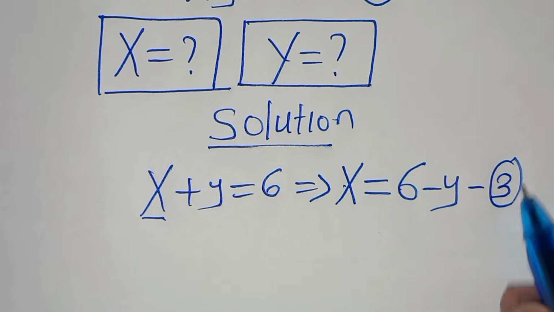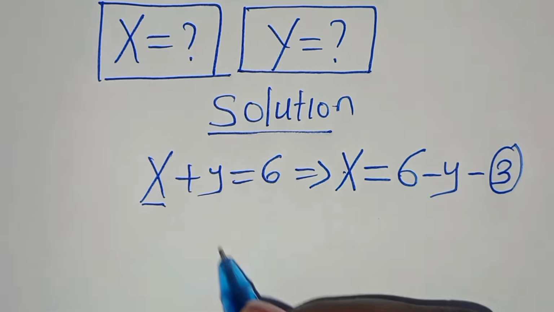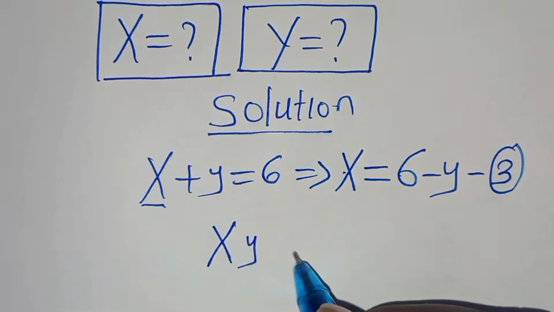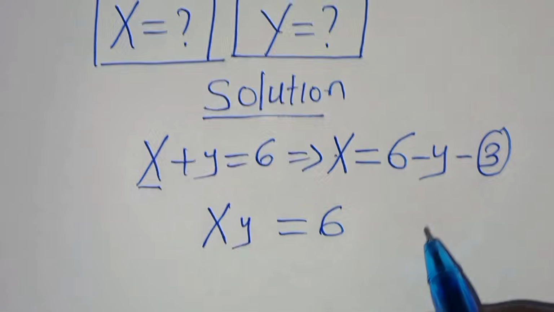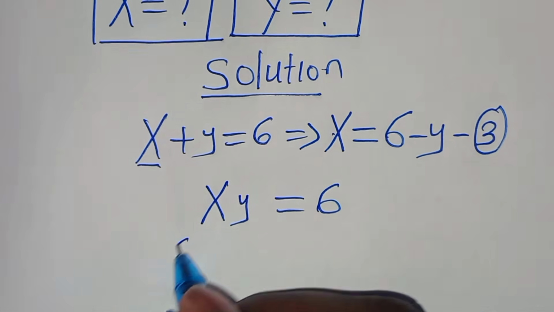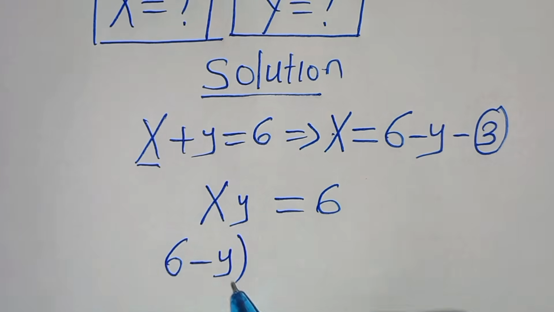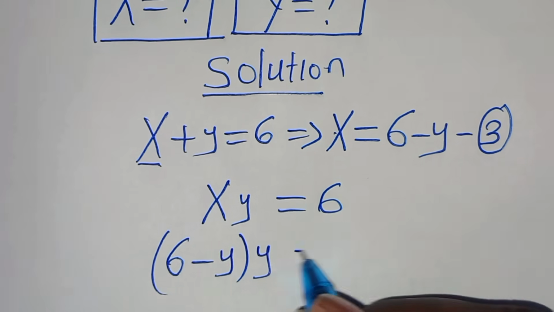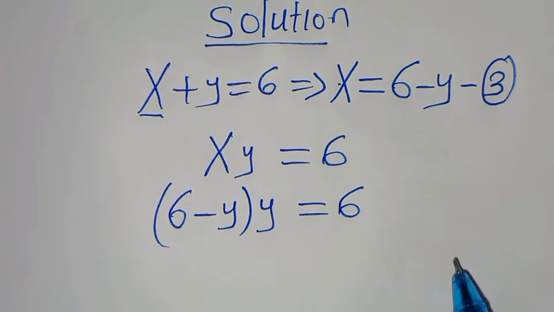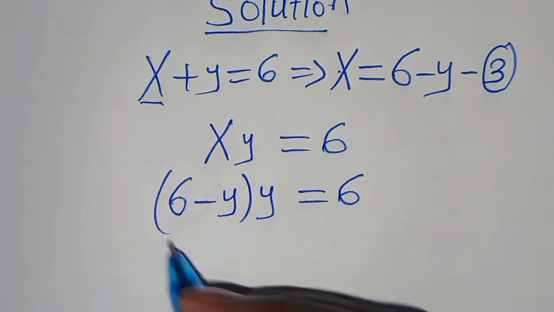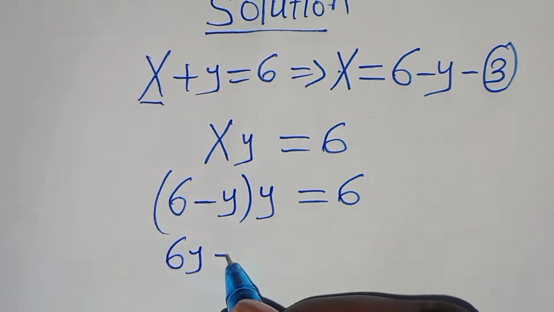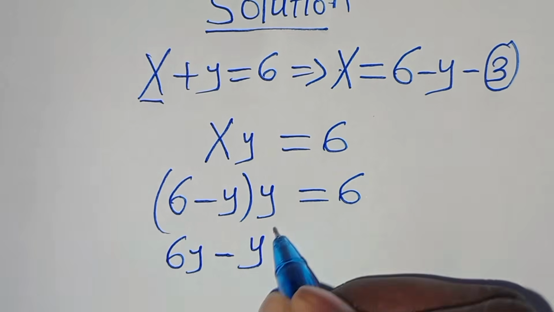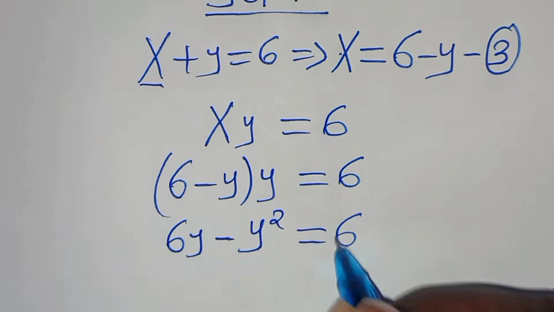Let's substitute equation 3 into equation 2. Equation 2 is x times y equal to 6. So let's substitute x, which is 6 minus y, multiplied by y, equal to 6. Let us expand this: 6 times y is 6y, minus y times y is y to the power of 2, equal to 6.